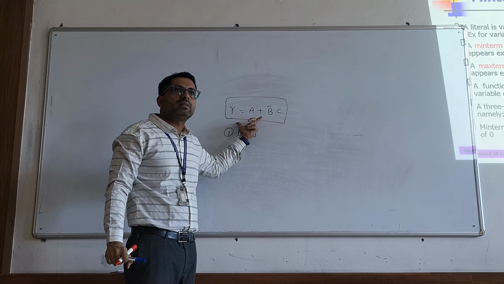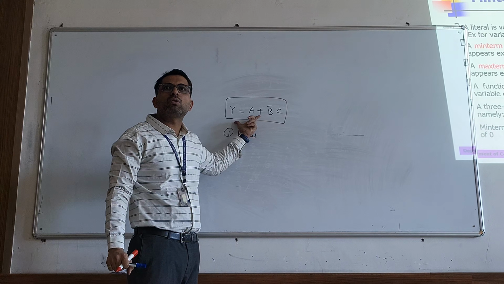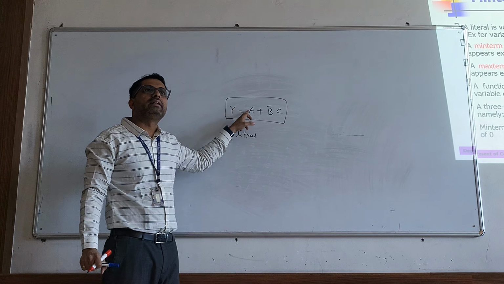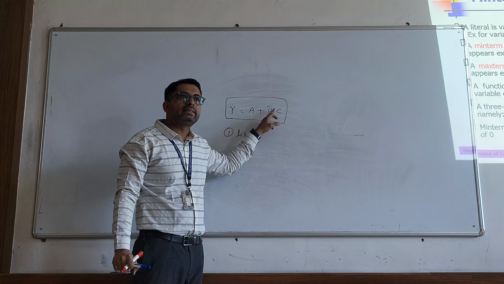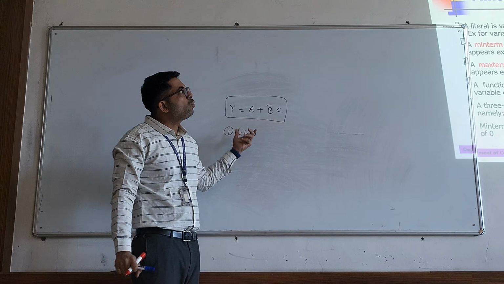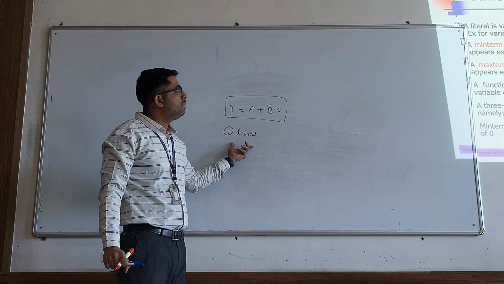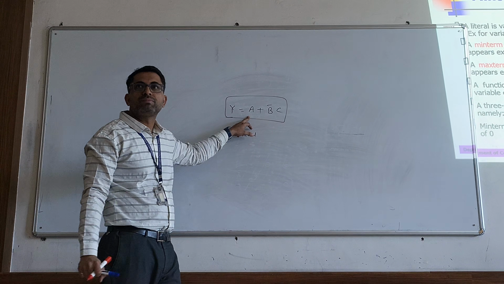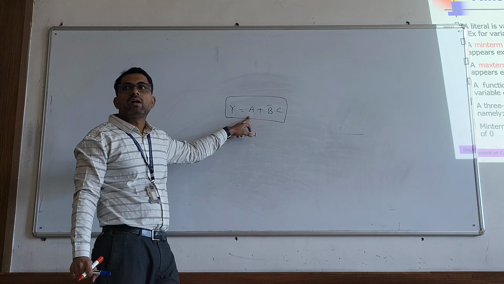This is the equation. Yes or no? And from that equation, what is literal? A is literal, B is literal, and C is literal. B bar is also a literal. So what is literal? Literal is a variable, either in the complemented or the non-complemented form. Got it, everyone?